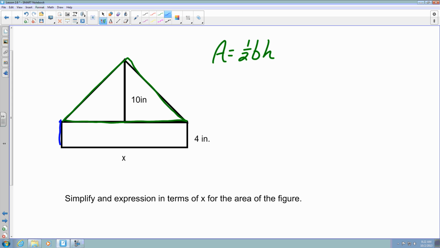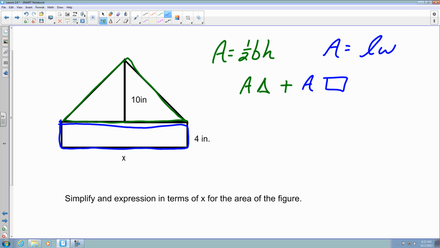And here in blue, this is a rectangle. I know that the area of a rectangle is length times width. So what I can do is find the area of the triangle and add it to the area of the rectangle to find the area of our figure. So it's going to be area of the triangle plus area of the rectangle to help us find it.